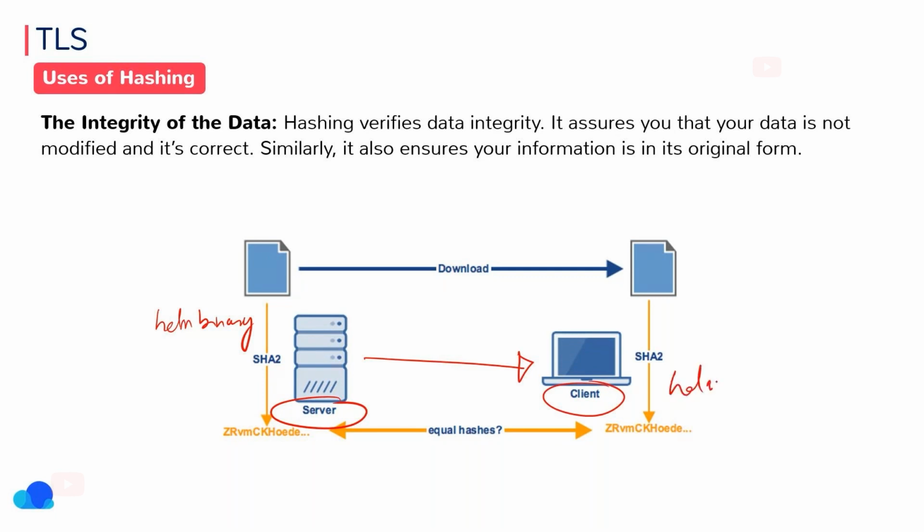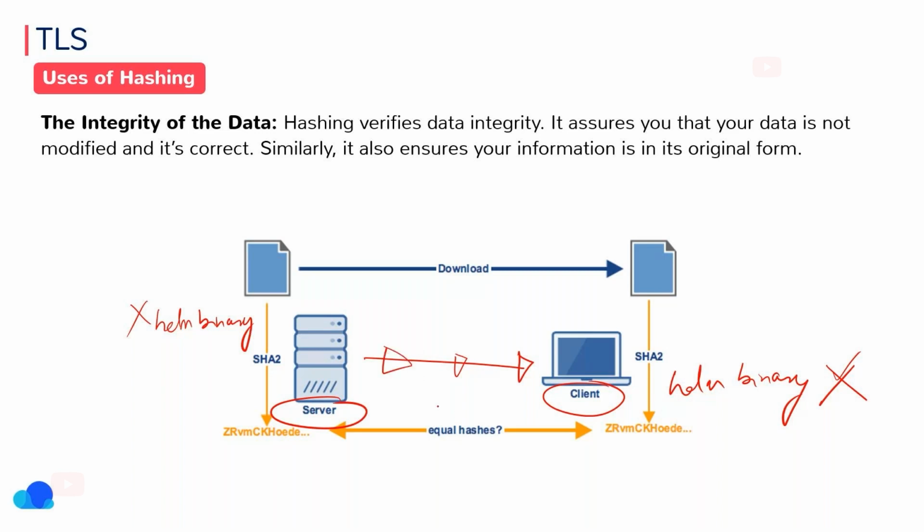But how do I know that I downloaded the entire binary, or some binary which is corrupted? Maybe due to some network issue, some packets are lost, but the Helm binary is downloaded. But this binary is not equal to this binary. So how do I confirm that the actual binary is downloaded, so that I can be rest assured that no one modified this while I downloaded it?